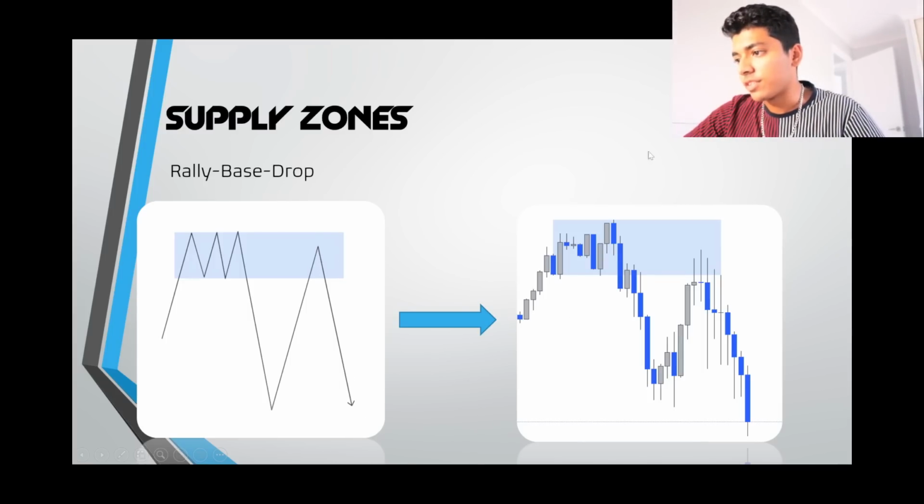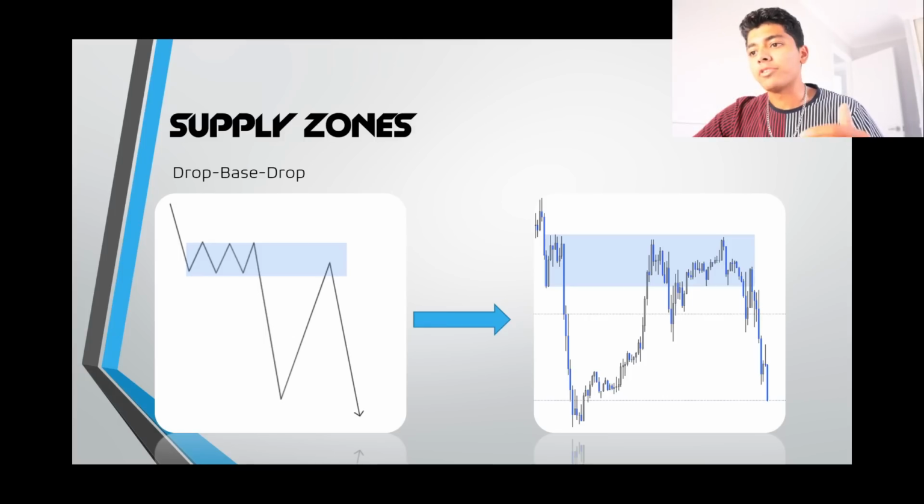And what do we see here? This is a live example again. We saw that price rallied up, there was a bit of a consolidation, and then price dropped down, and then eventually we got that mitigation and then another reversal. And the last but not least, we have drop, base, drop. This is my favorite type of supply zone that I personally like to trade.